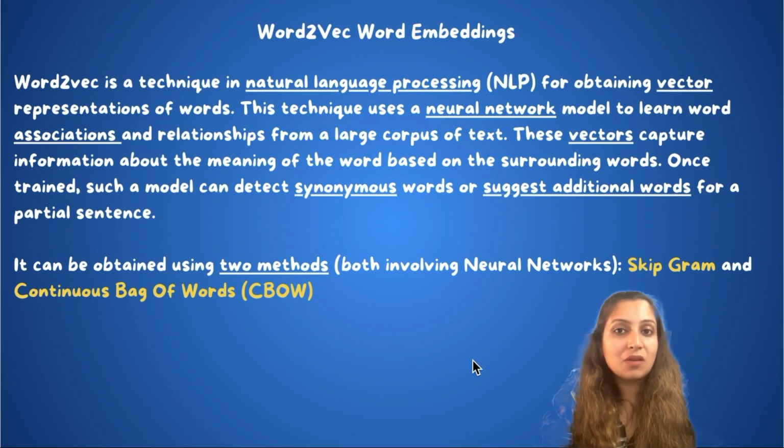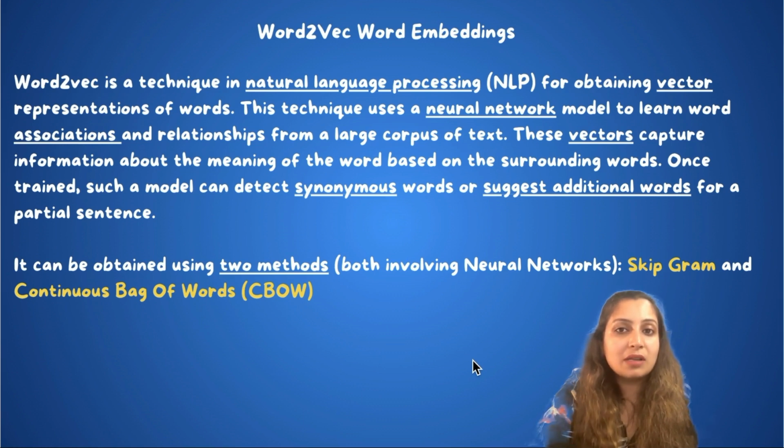Remember that it uses a neural network model which is trained to learn word associations and relationships. That's a key word. It learns semantic relationships and associations from a large corpus of text, and it generates vectors. So these vectors capture information about the meaning of the word based on the surrounding words or context.